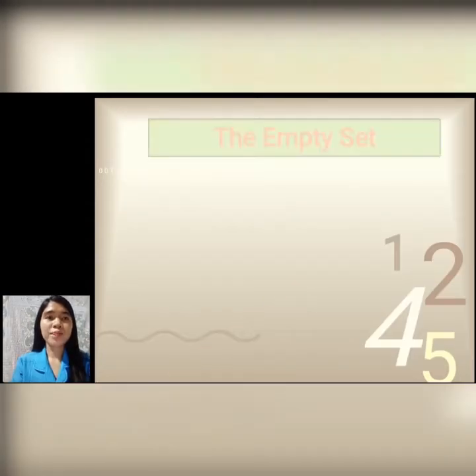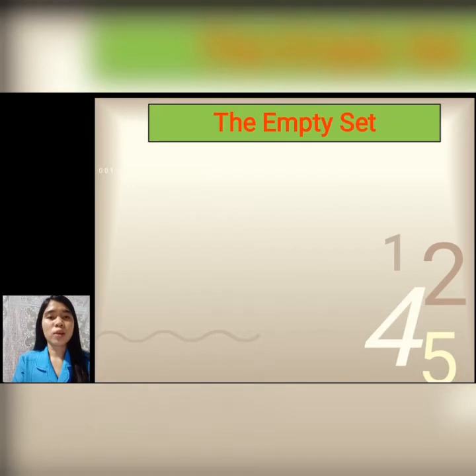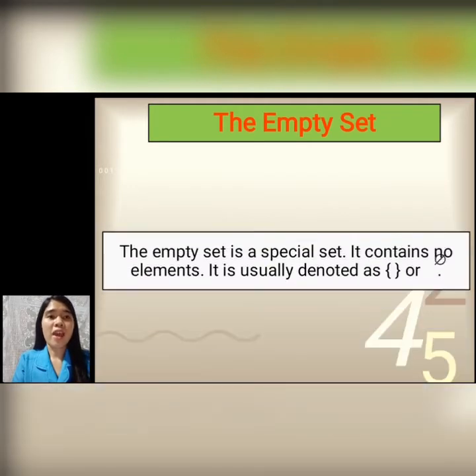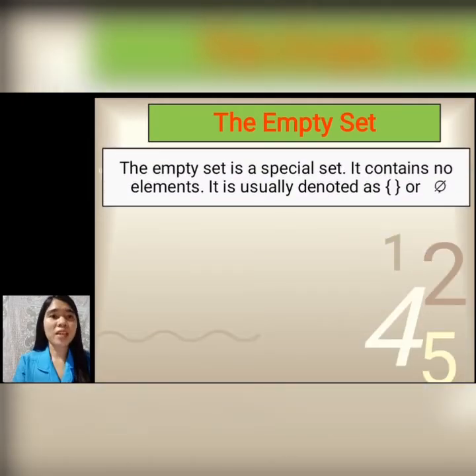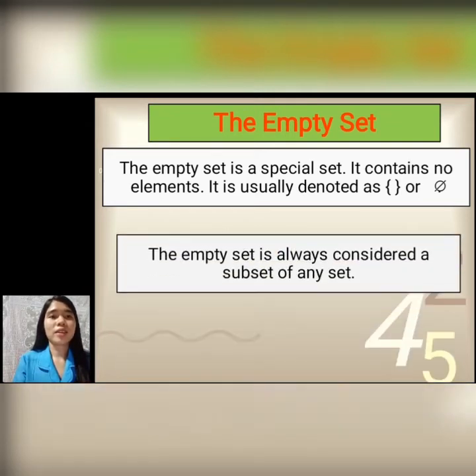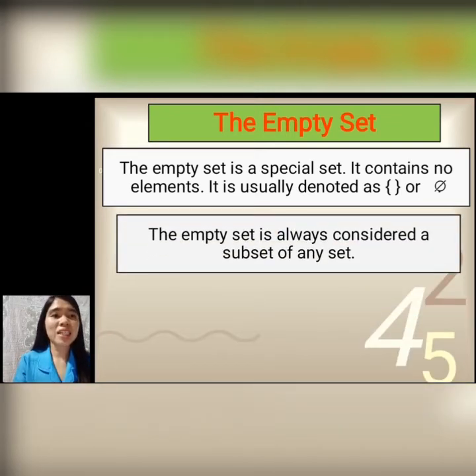Next is the empty set. Let's define what an empty set is. The empty set is a special set. It contains no elements and is usually denoted as braces without an element or a circle with a parallel line. The empty set is always considered a subset of any set.